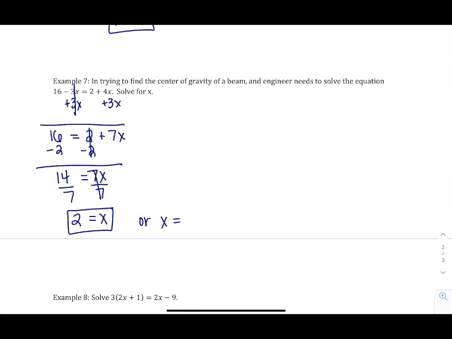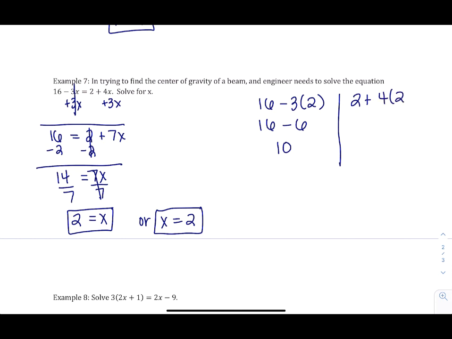It's fine to have the variable on the right, but if you'd like to rewrite it, you can just flip that around and make it x equals 2. We can do a quick check. 16 minus 3 times 2. Order of operations, I need to do 3 times 2 first. So that gives me 10. And on the other side, 2 plus 4 times 2 is going to be 2 plus 8, which is also 10. Both sides are the same value, so x equals 2 is the solution.